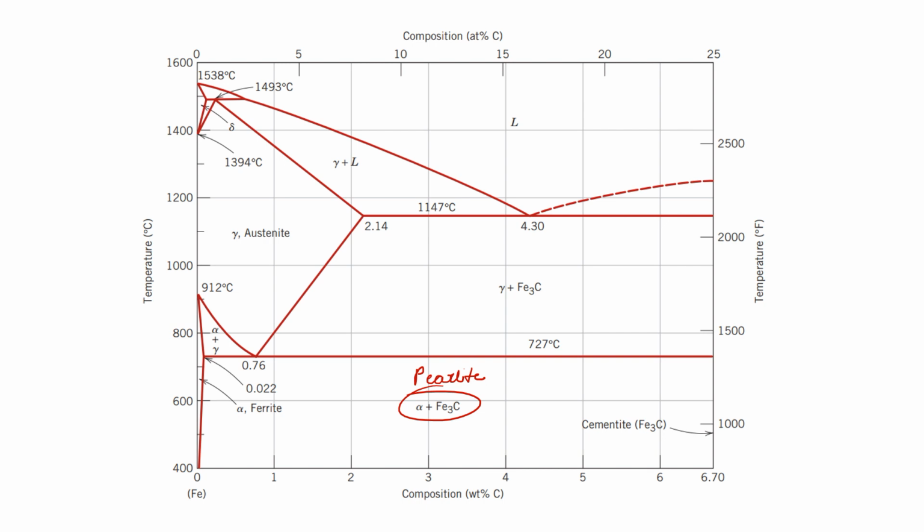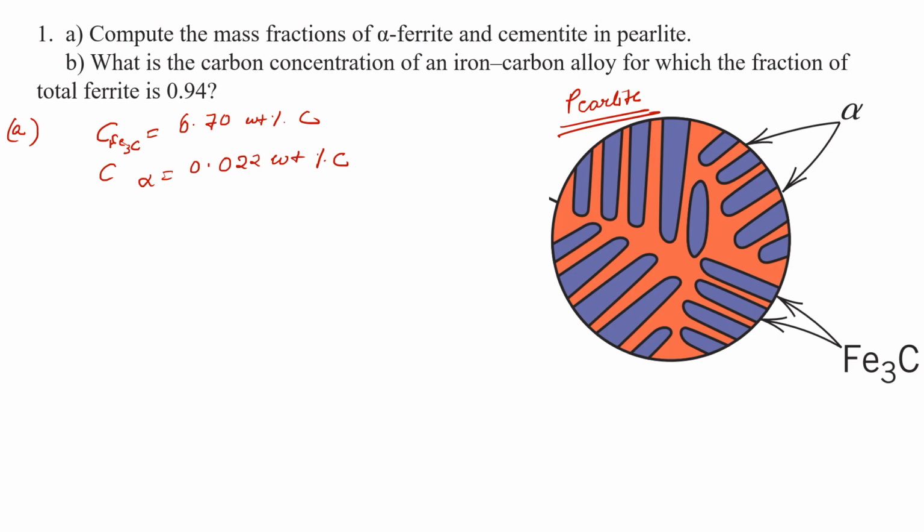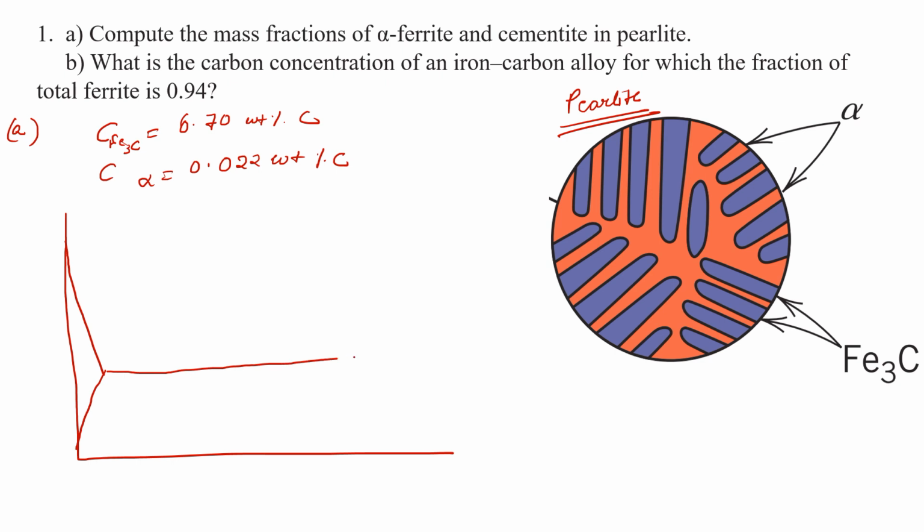And C naught, let's say we have an arbitrary composition C naught, so we need to know what should be the composition or what should be the mass fraction. For that, what we need to do is take this portion. We have been asked for exactly perlite without any pro-eutectoid alpha or pro-eutectoid cementite, so we should consider this.